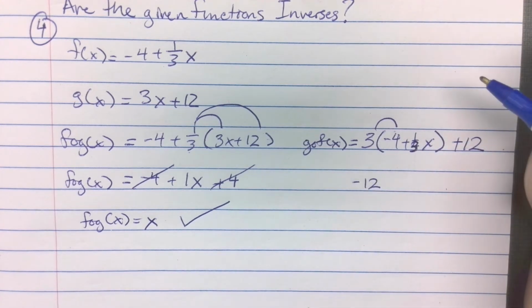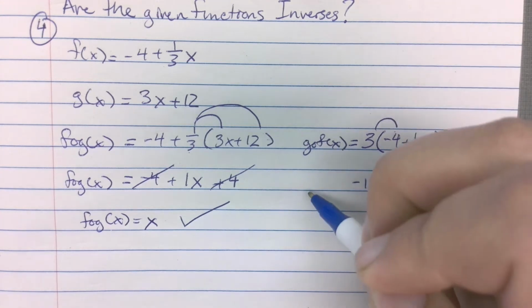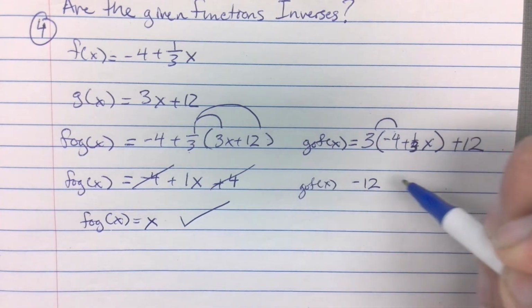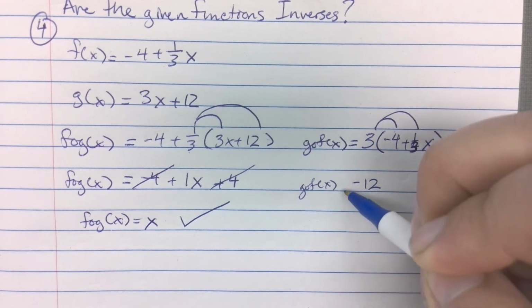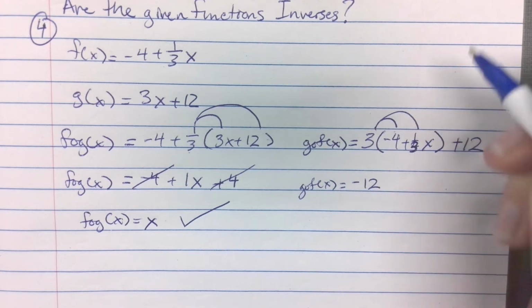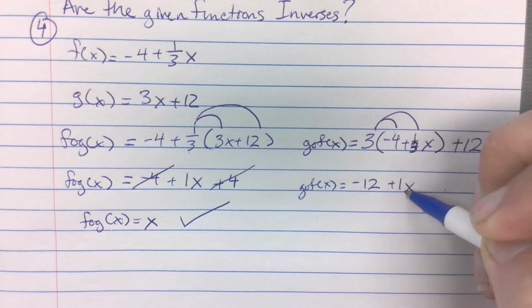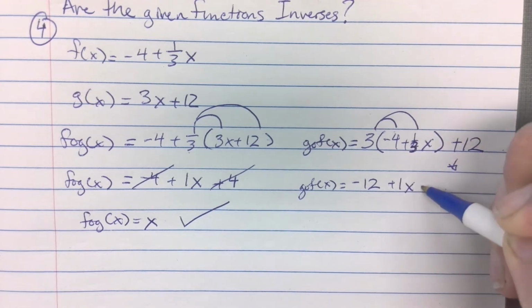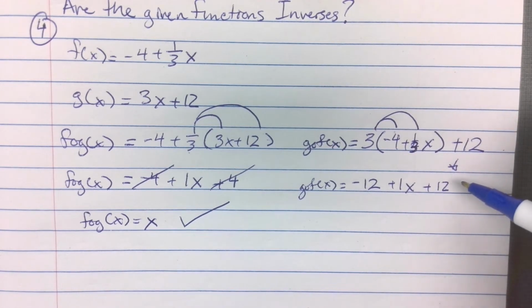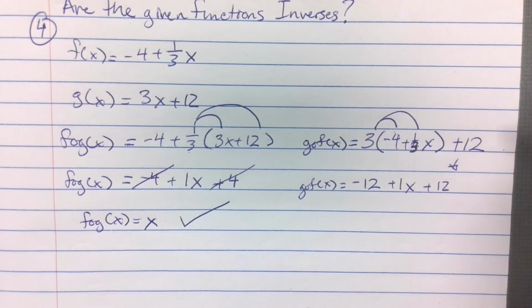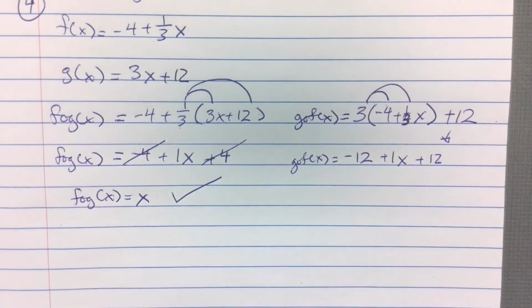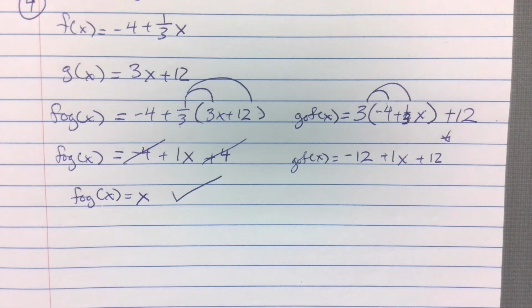Pedro, what's my next step? Multiply 1/3. Yeah, 3 times 1/3. What's 3 times 1/3, y'all? It's just 1x. Yep. Bring down the 12. Marvin, what can we do now? What can go together? What does that make? Yeah. What's 12 take away 12?